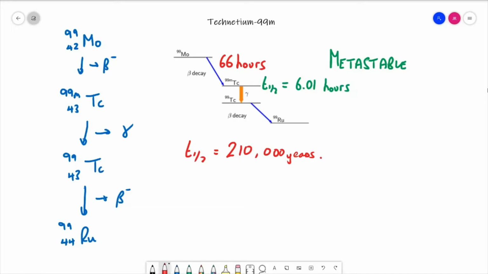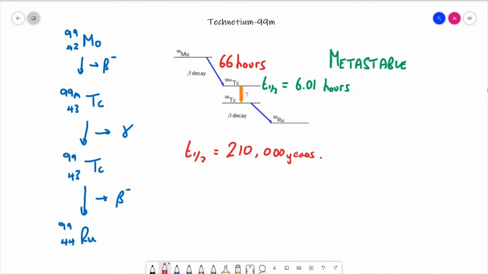In the medical sector, technetium-99m and gamma emitters in general are used as radioactive tracers. In other words, they are ingested or injected into the body, and using a gamma detector, the blood flow or the flow through the intestines or something like that of the technetium can be monitored and studied from there. The advantages of using technetium are that the half-life at 6 hours is relatively short.